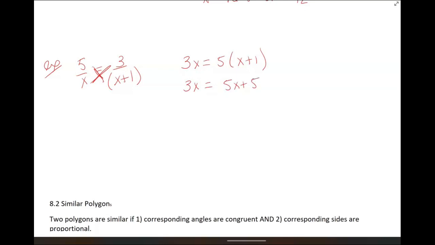Now you can go either way. If you subtract 5x from both sides here, you're going to get a negative 2x equals 5. And x is going to equal negative 5 halves. You could have subtracted the 3x and moved the 5 to the other side, but you would have gotten the same thing. Okay, literally that's your whole homework tonight.